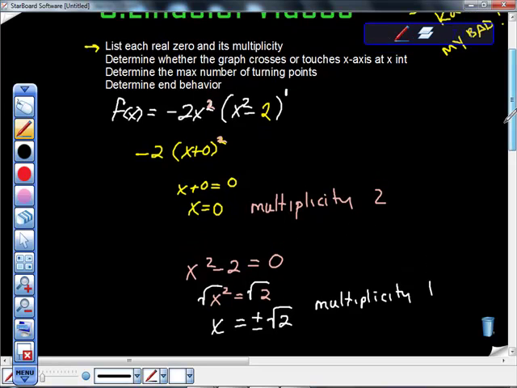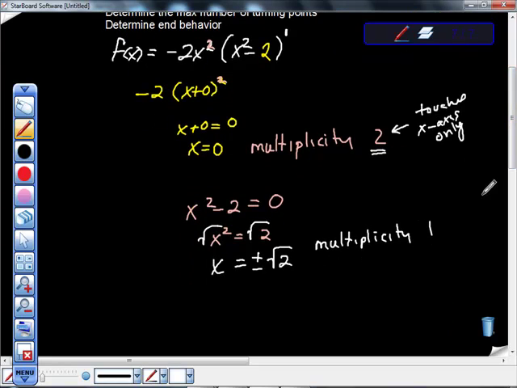The second question is to determine whether the graph touches or passes through the x-axis at those intercepts. Well, at x is equal to 0, based on what we can conclude from multiplicity, if the multiplicity is even, then it touches the x-axis only. That is to say, it touches it, but it does not pass through it, right?